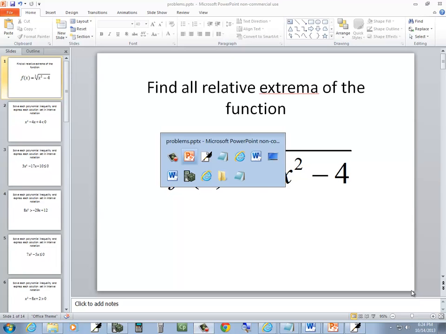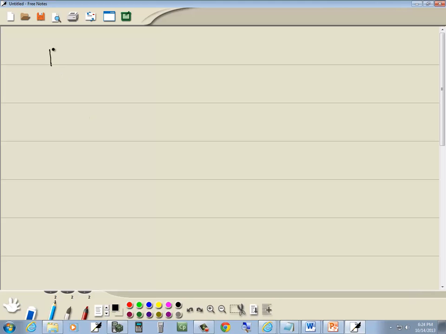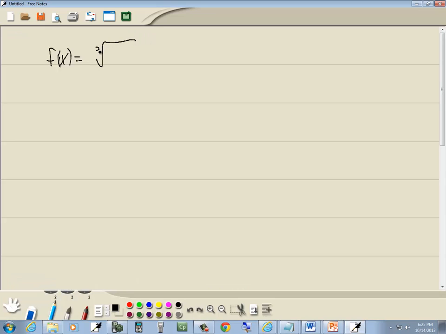Let's take a look at this problem. We've got f of x is equal to the cube root of x squared minus 4. Now, the first thing we're going to do is get rid of the radical, so we're going to write it in fractional power form, rational exponents. The cube root is the 1/3 power.